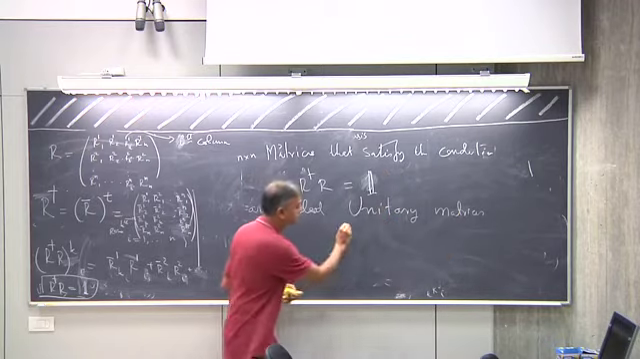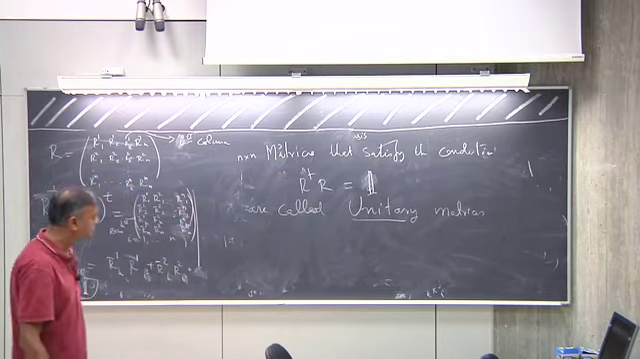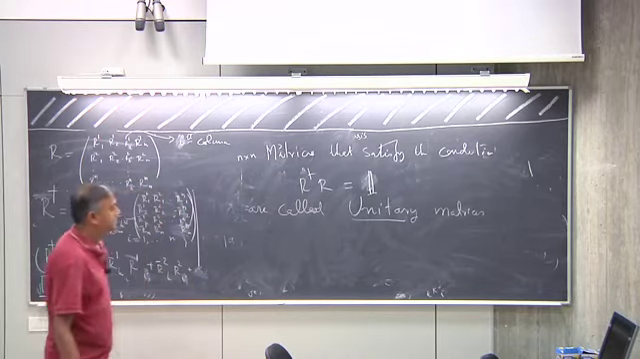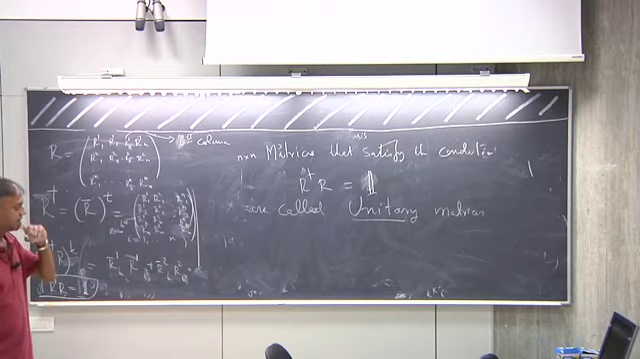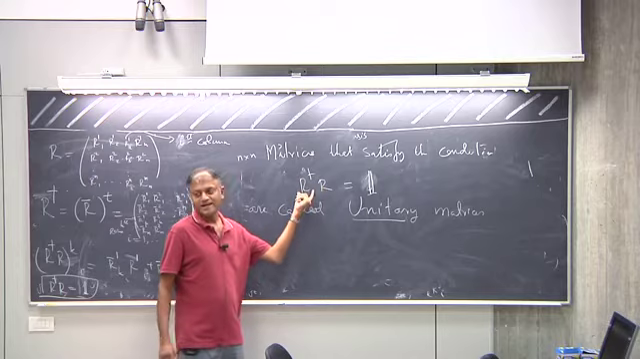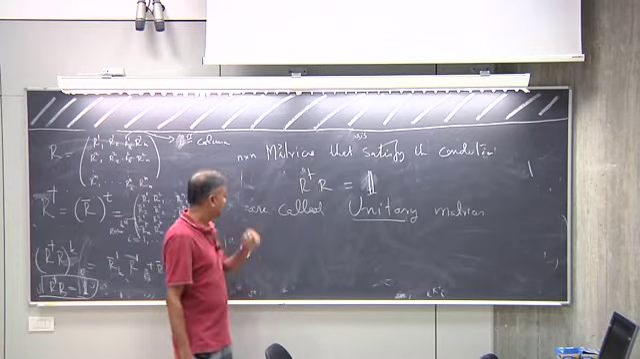It's very important. These unitary matrices are very important. Note that there are some very nice features of that. First of all, what this means is that the inverse of R is R dagger, right? So R dagger is the inverse of R.